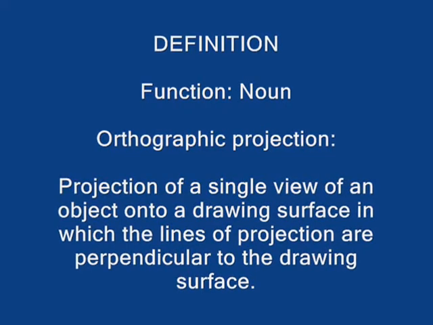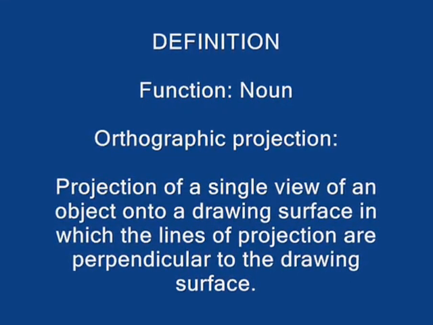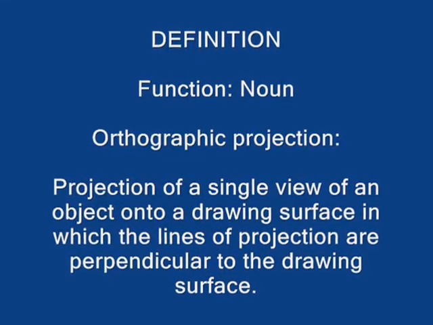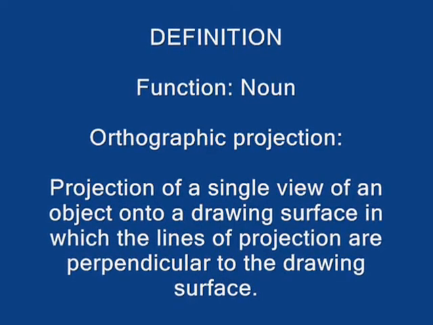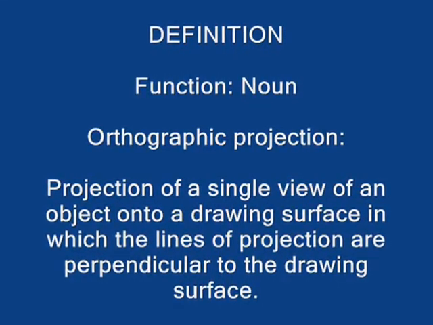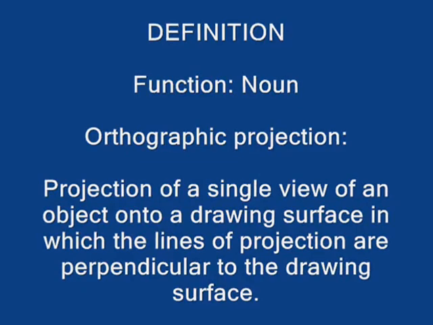Definition: Orthographic projection. Projection of a single view of an object onto a drawing surface in which the lines of projection are perpendicular to the drawing surface.